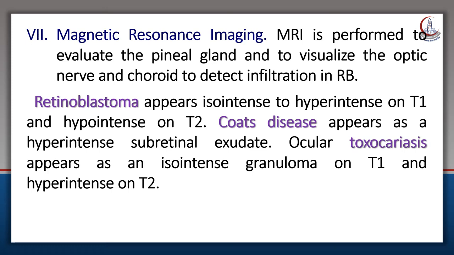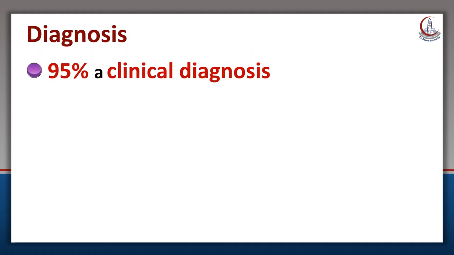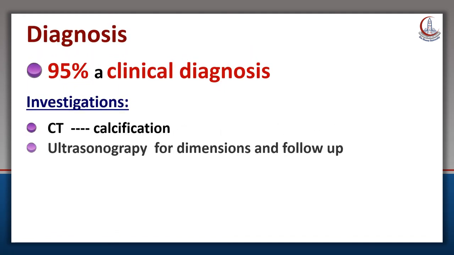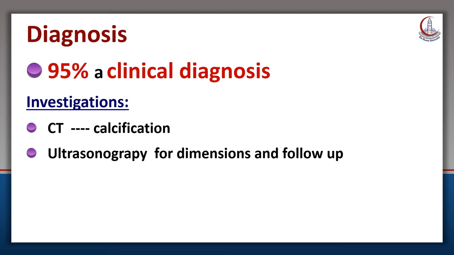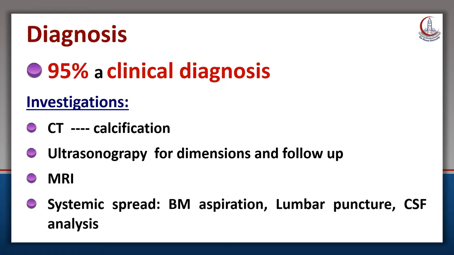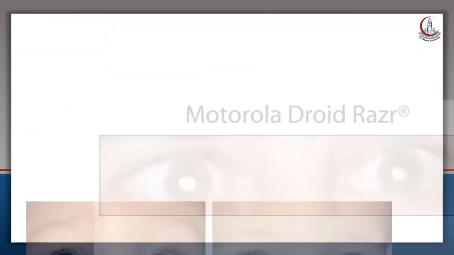Ocular toxocariasis appears as isointense on T1 and hyperintense. So the diagnosis is mainly clinical. The investigations are important to confirm, like to detect calcium on ultrasound or to measure the dimensions, the height, the base, the volume, so as to give us a plan for the treatment and also follow-up. Also, we use investigations to detect systemic associations that can help us with diagnosis and management.